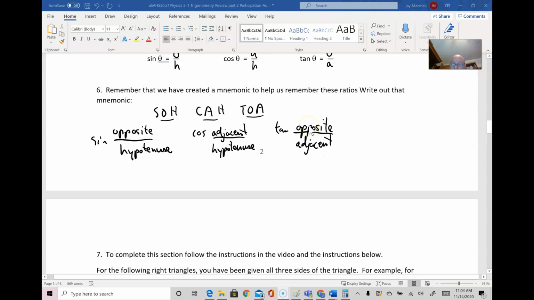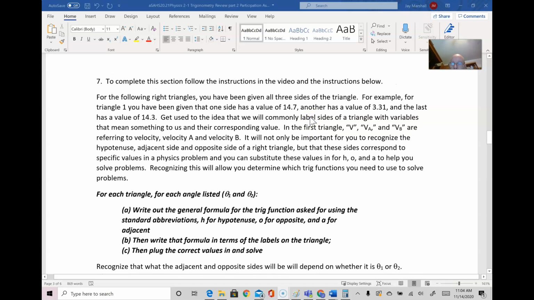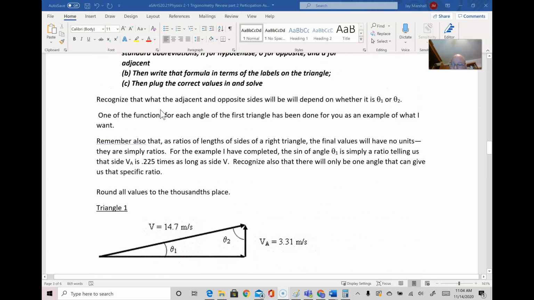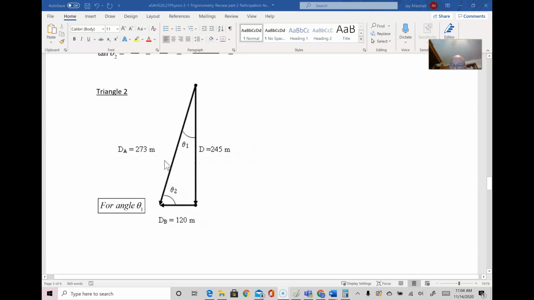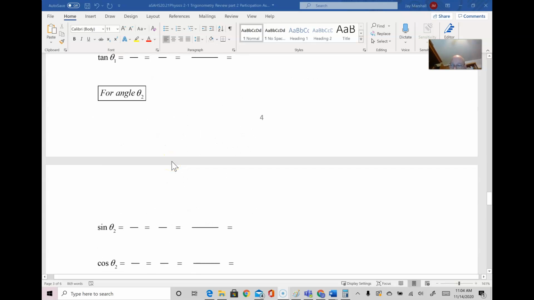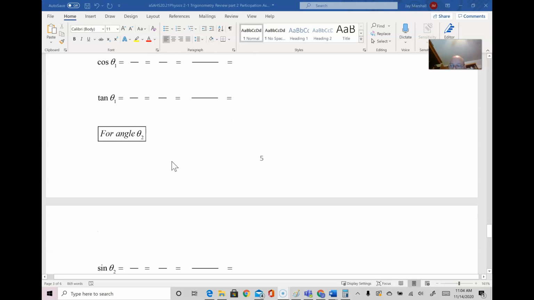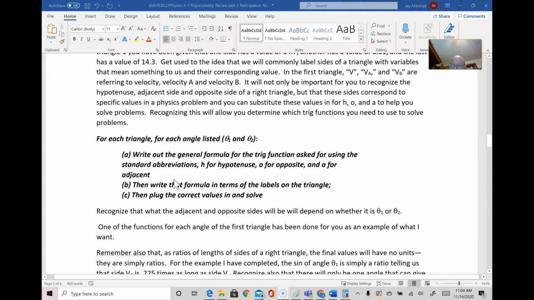Okay, so for the next part of this then, I've said in your worksheet to complete the section, follow the instructions in the video and the instructions below. And I've given you 3 right triangles. There's the first one, there's a second one, and there's the third one. It looks like a lot of empty space there.